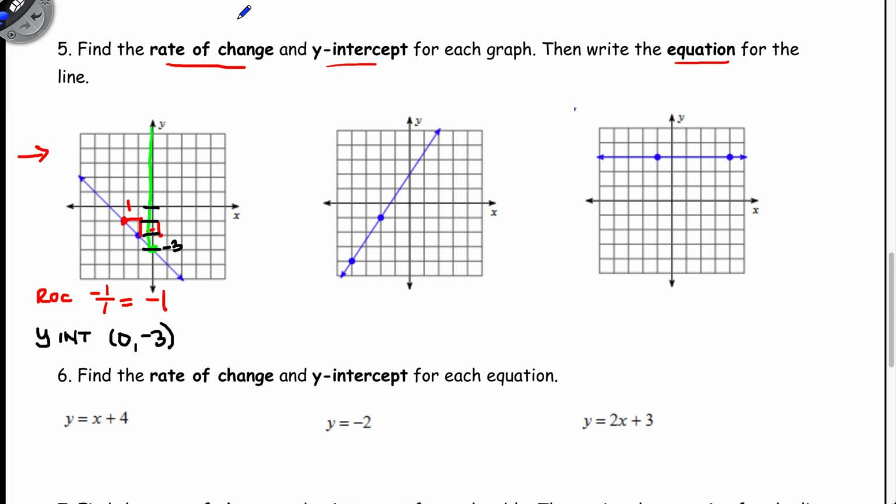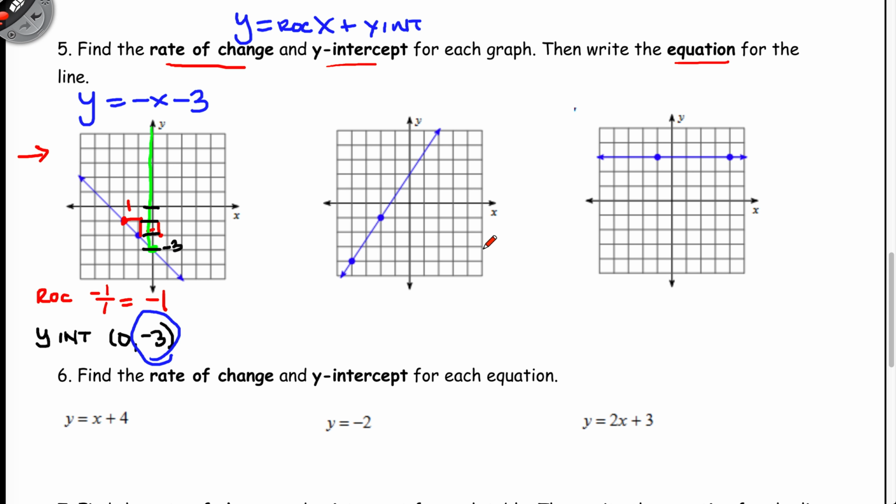So if you remember, your equation is going to be y equals your rate of change, x, plus your y-intercept, or your starting point, okay? So y equals rate of change, negative 1. But we don't write negative 1x, we just put negative x. All right, leave the 1 out of it. Now in this case, I'm going to have a minus 3 instead of a plus 3. Why? Because this down here is negative. So that makes that equation negative 3 at the end.